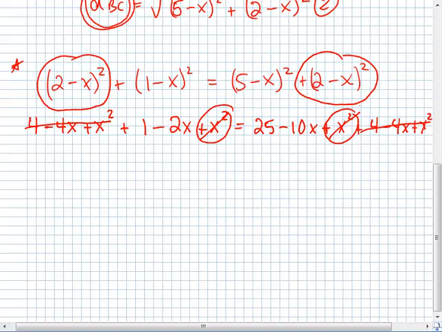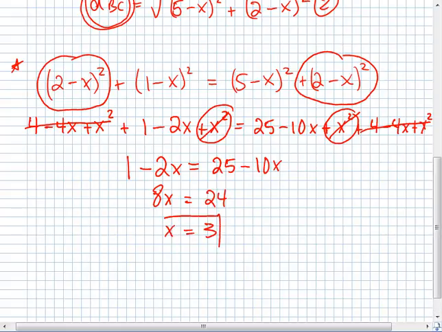Because now all I'm left with is 1 minus 2x equals 25 minus 10x. Well, that is grade 8 stuff, folks. We can do this. So I'm going to add 10x to both sides, and I get 8x. Subtract 1 from both sides equals 24. In other words, x equals 3. Now you're all happy with yourself. You got an answer, x equals 3.